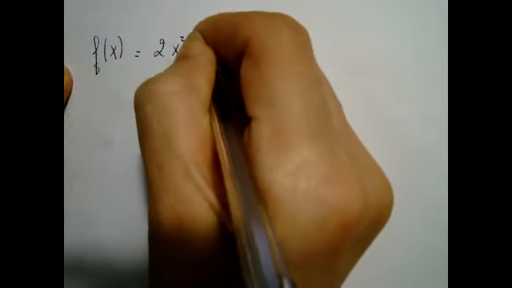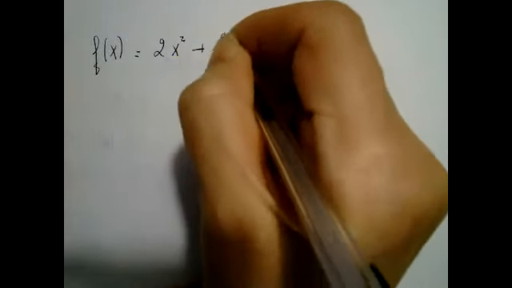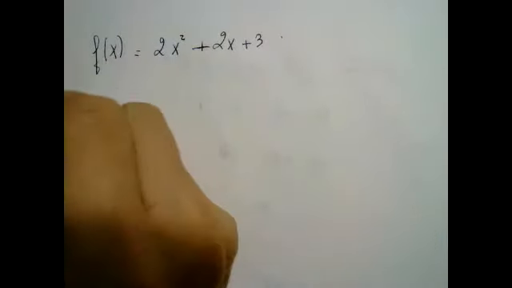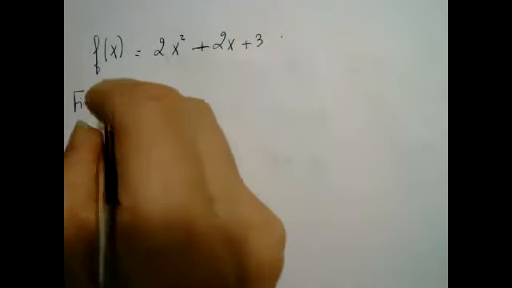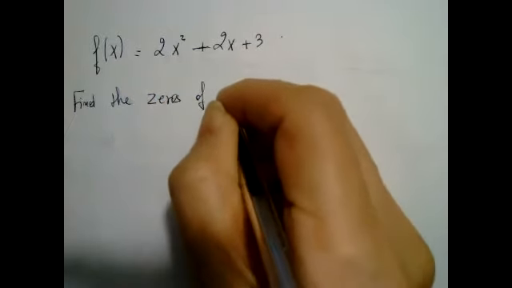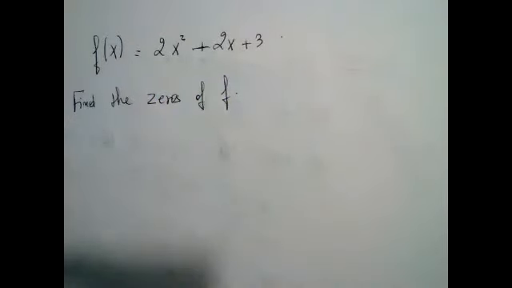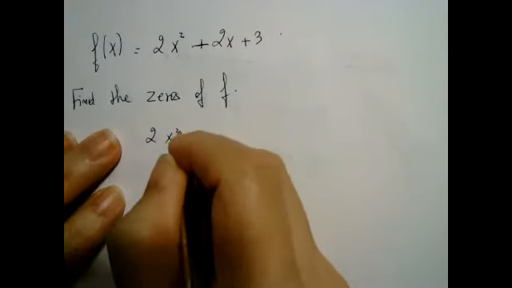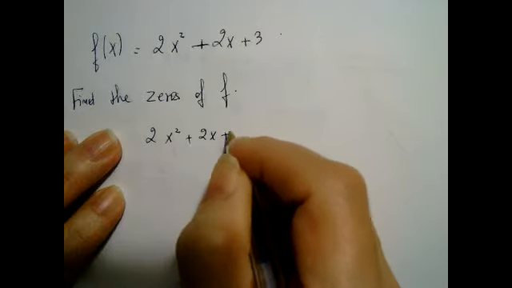Now my last scenario is the following. Let me take f of x equal 2x squared plus 2x plus 3. So that's my function f of x. And the question is find the zeros of f, which is another way of saying solving the quadratic equation. Find the zeros of f. So I'm going to set this equal to 0 and solve.